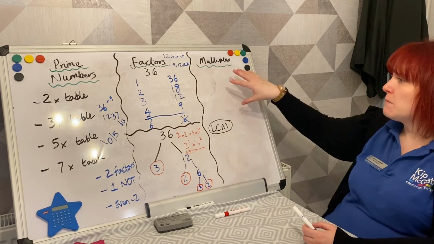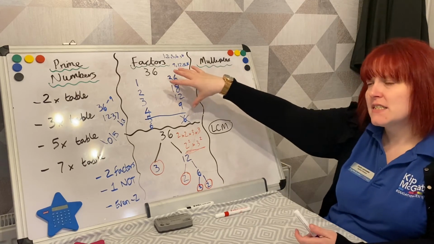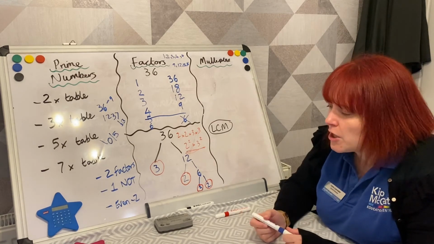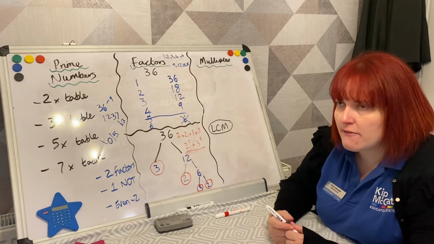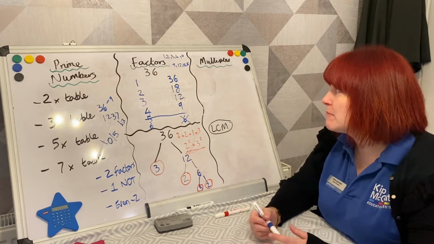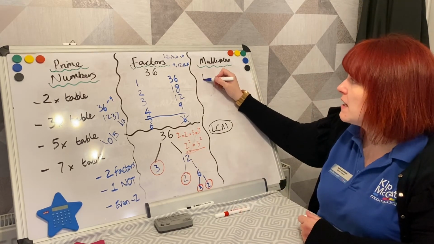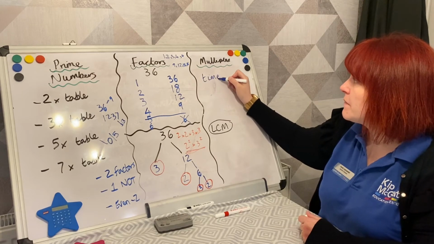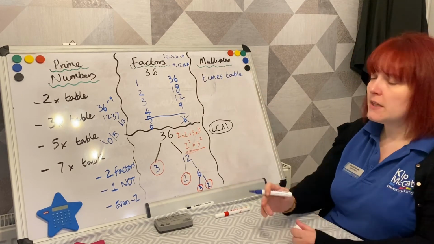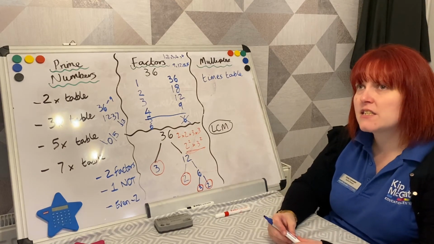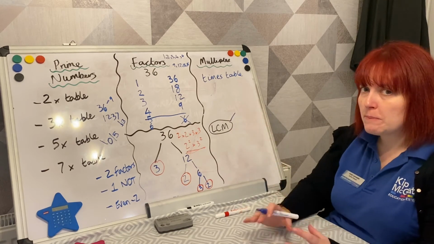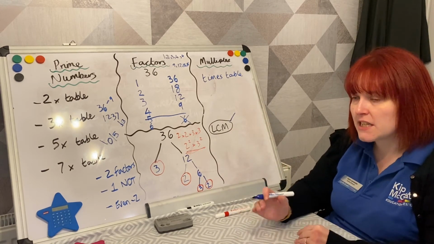Then we can move on to our multiples. Related to factors but different. Multiples, think about multiplication tables. So a multiple of 3 is every number in the 3 times table. A multiple of 4, every number in the 4 times table. And it is just as simple as that. So it's times table based. Now the reason I've then mentioned lowest common multiple is because sometimes you get asked for the lowest common multiple of 2 numbers. And that's the lowest multiple that is in both of the times tables.